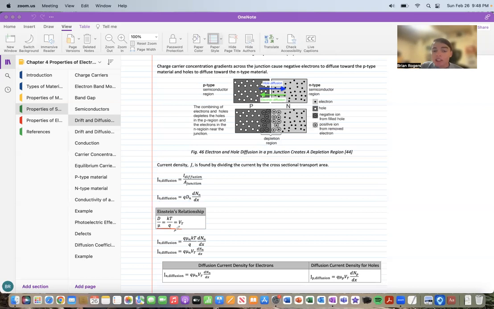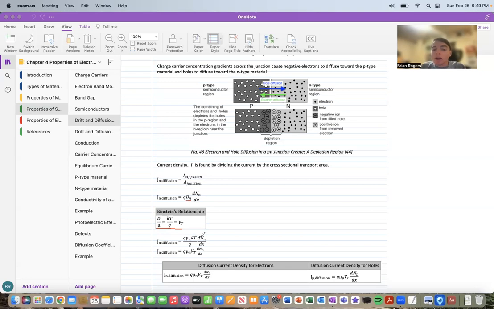And so Einstein's relationship basically relates the diffusion constant D to the other parameters that we can substitute into the equation. So you'll notice that if we move mu over to the other side, we'll get mu times KT over Q. And that's what we substituted in for the diffusion constant, D. And that's what you can do in order to simplify the calculation.